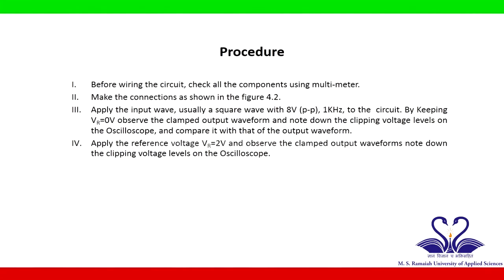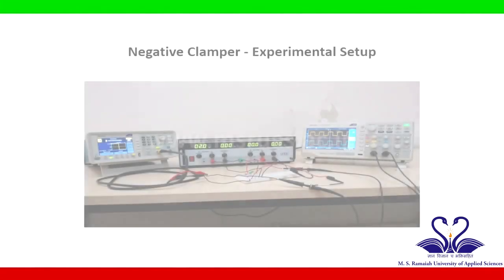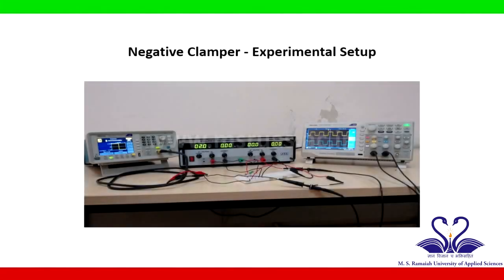Measure the input and output using digital oscilloscope by connecting it with the circuit with the help of probes. Note down the clamping level at the negative cycle with reference voltage at 0 volt and 2 volt. This shows the experimental result of negative clamper.